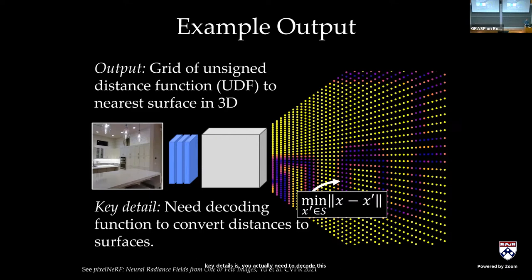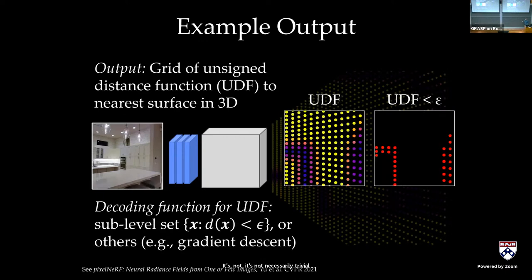It's not necessarily trivial. For example, one thing I could do is say everything within epsilon of the nearest surface is a surface. Now, if you've played with computer vision for a while, you know that anytime you're thresholding something and someone says you have to define a constant epsilon, you're in for a lot of trouble. So there are lots of different techniques people use. You have gradient descent. Lots of people have lots of different techniques for doing this.